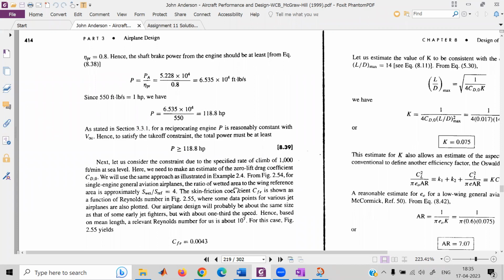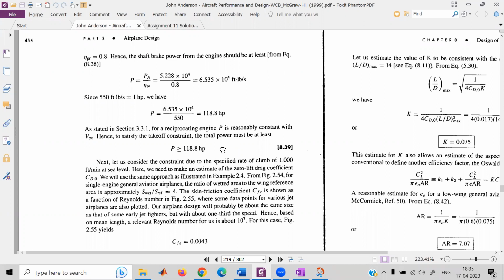So now we want to see how much power is required for rate of climb, because a 118 HP engine would suffice for takeoff, given the weight and the velocity at which we want to take off, right? Now the question is, how do we compute the power from rate of climb? What is required? Any guesses? Wild guesses?